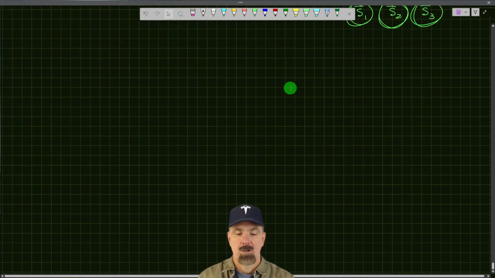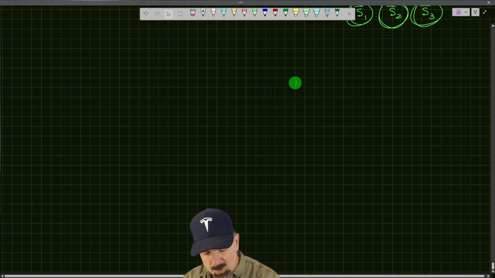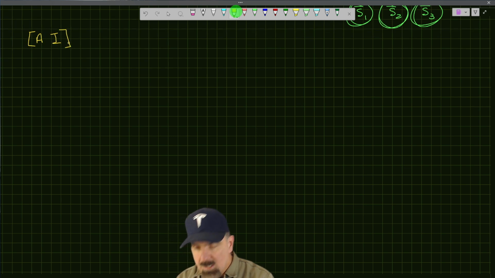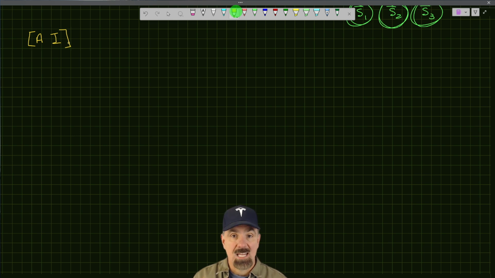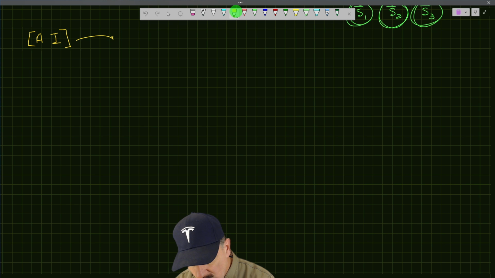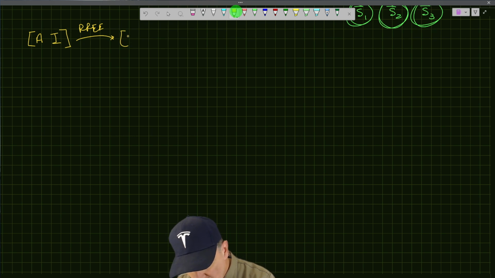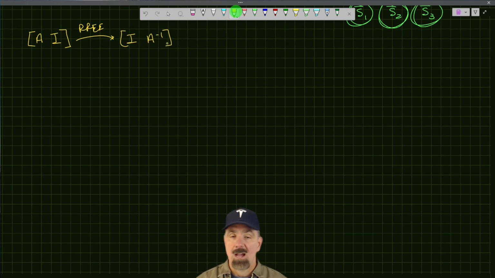Let me move forward here a second. Let me remind you of something that we did in chapter 2. Remember, to find the inverse of A, we took the A matrix and we augmented with the identity. And when we ran the RREF on this, if A was invertible, we ended up with the identity over here and A inverse. And that's great.